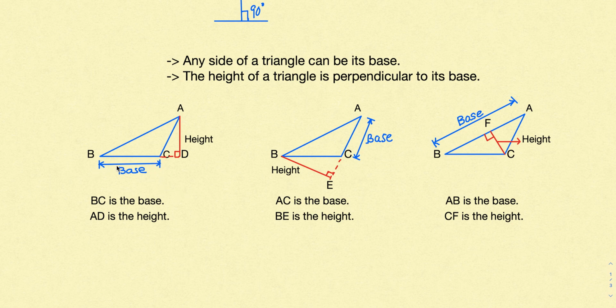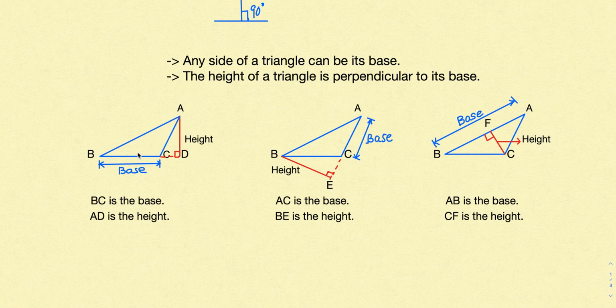Now, if I choose BC as the base, can I drop a perpendicular from A on BC, which is inside the triangle? Can I do that? Let me try it. I'm trying to drop a perpendicular here inside the triangle. Can I do that? No, I can't, because it won't be 90 degrees. For the lines to be perpendicular to each other, they have to be at 90 degrees, and I can't draw such a line inside the triangle.